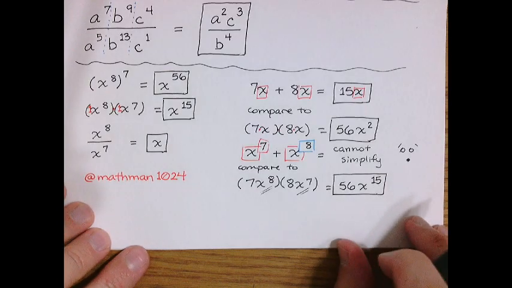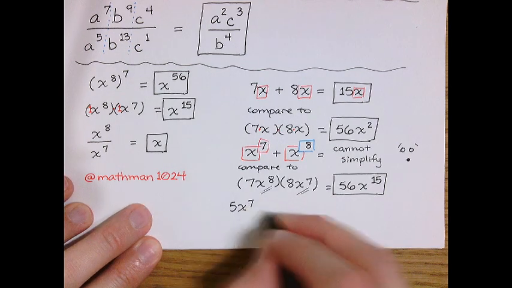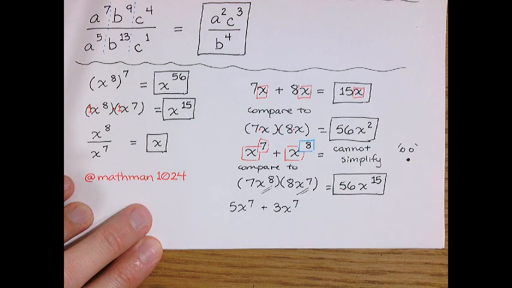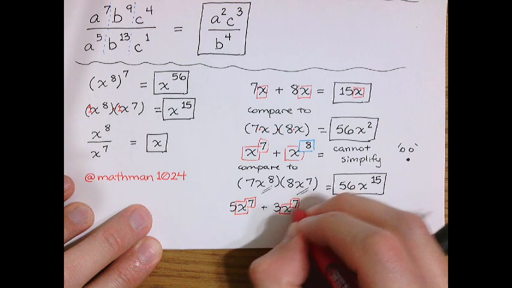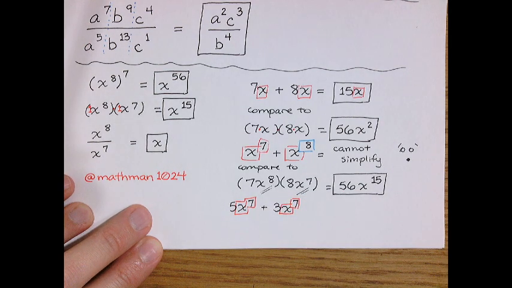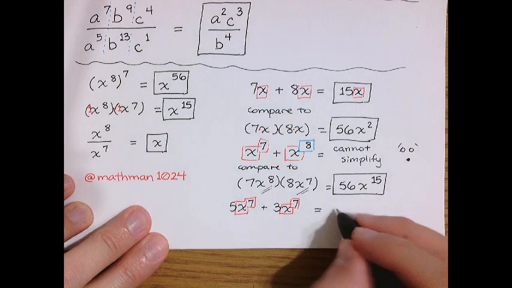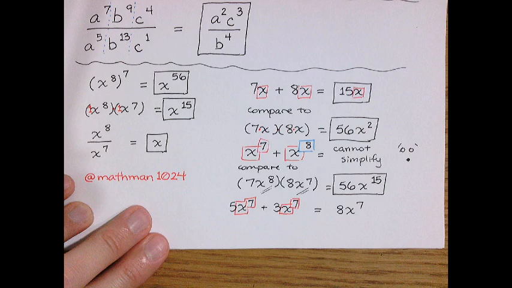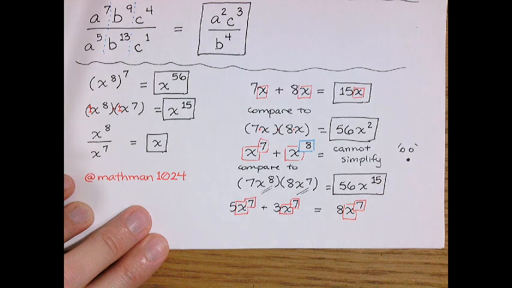Now, to go along with what I'm saying, if I were to say 5x to the 7th plus 3x to the 7th, I gave you this as an example. Since these are exactly the same in terms of their variable components, all you have to do is combine their coefficients, which gives you 8x to the 7th. So x to the 7th plus x to the 7th is going to yield x to the 7th.